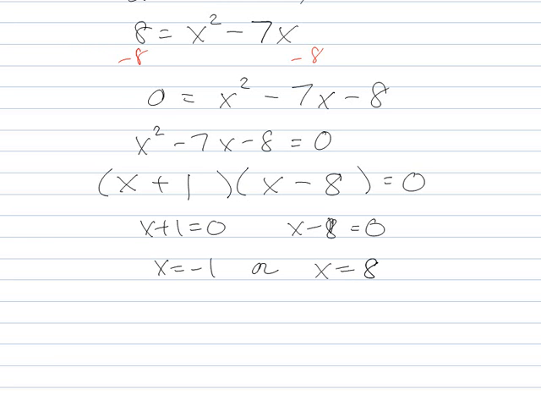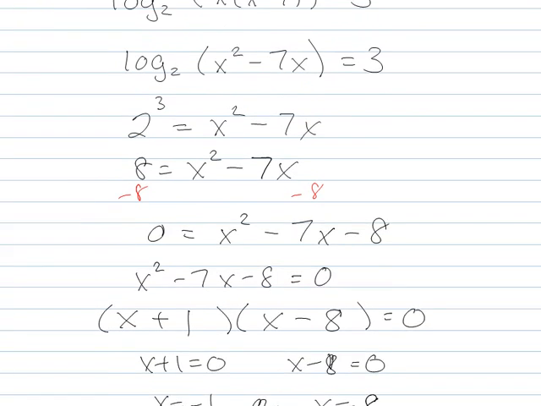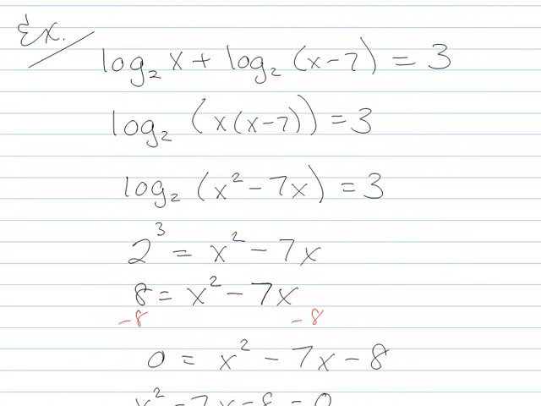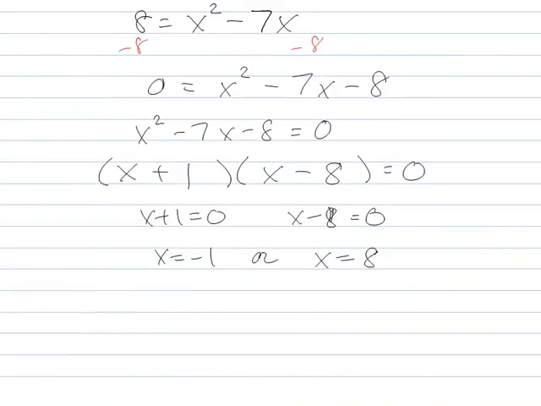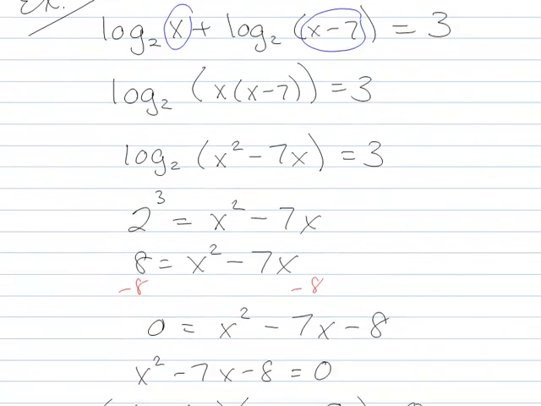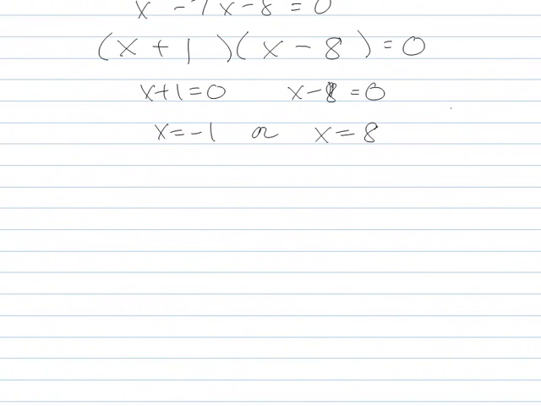Can we dance? We can if we want to, but not really. We want to make sure that x is greater than 0, sorry, and x minus 7 is greater than 0. So if we stick in negative 1 here, is negative 1 greater than 0? No! So that means we threw out that entire solution.